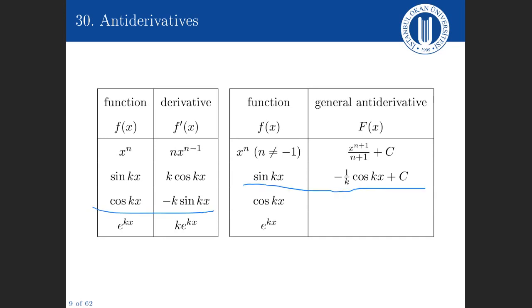Compare these two lines above, these two lines which I've underlined. When we differentiate cos, we get multiplied by minus k. So when we go the opposite way, we should be multiplied by 1 over k and minus. When we differentiate cos, it turns into sine. We go the opposite way. The antiderivative of sine turns into cos. And always, don't forget this, plus constant on the end.